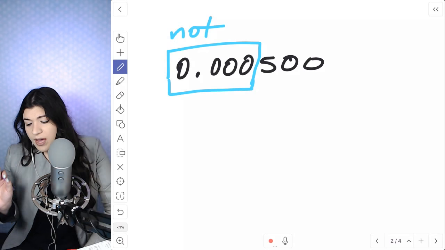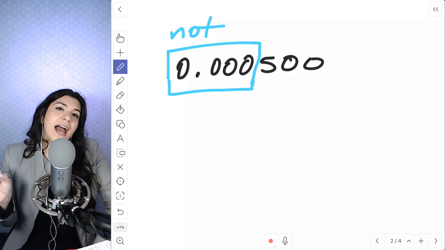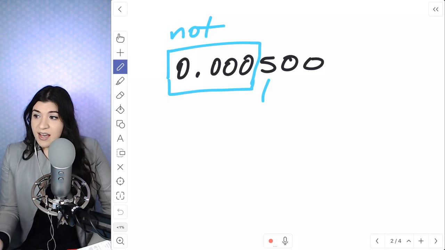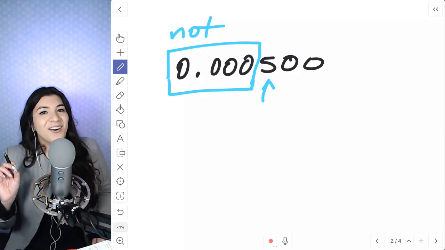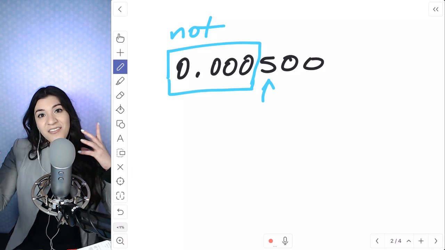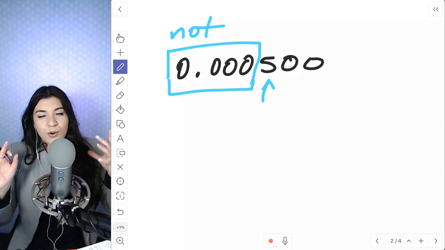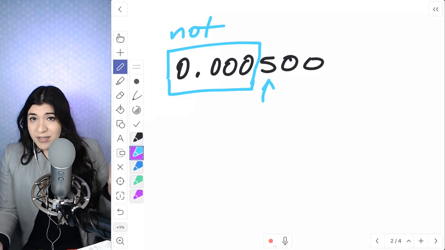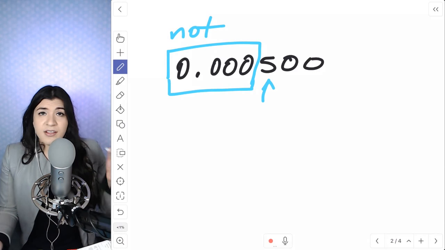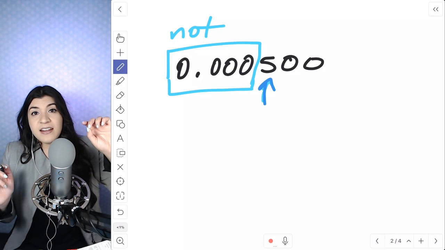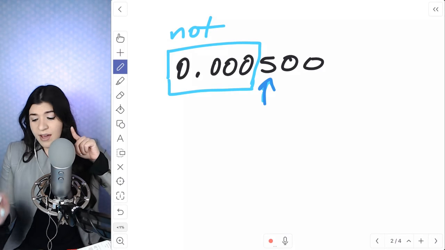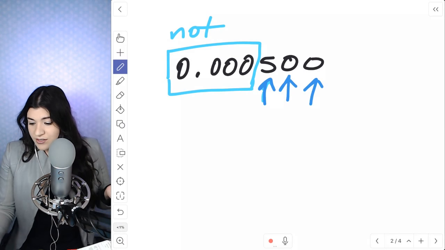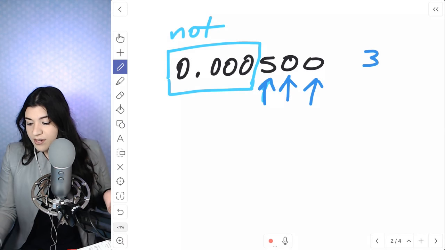But everything following that, once we have a number that is not zero, like 5 in this case, then we can continue counting. Anything after that non-zero number would be significant. So in this case, we would have 3 sig figs just because of this 5. This 5 is telling us, all right, we're going to start here. Now we have 1 sig fig with 5, and the remaining zeros after that 5 would be significant. So in this case, there would be 3 significant figures.